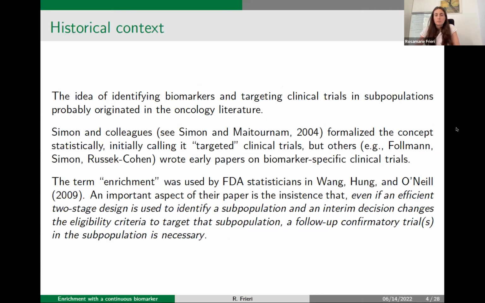Probably the idea of identifying biomarkers and targeting a clinical trial subpopulation originated in the oncology literature. Then Simon and colleagues formalized the concept from a statistical viewpoint. What we want to focus on is a paper from FDA statisticians in which they insist that even if an efficient two-stage design is used to identify the subpopulation, and then at an interim analysis the enrollment criterion is changed only to target that subpopulation, still a follow-up confirmatory trial is necessary on the subpopulation. And this provided strong support to our approach, as we will see in the next slides.